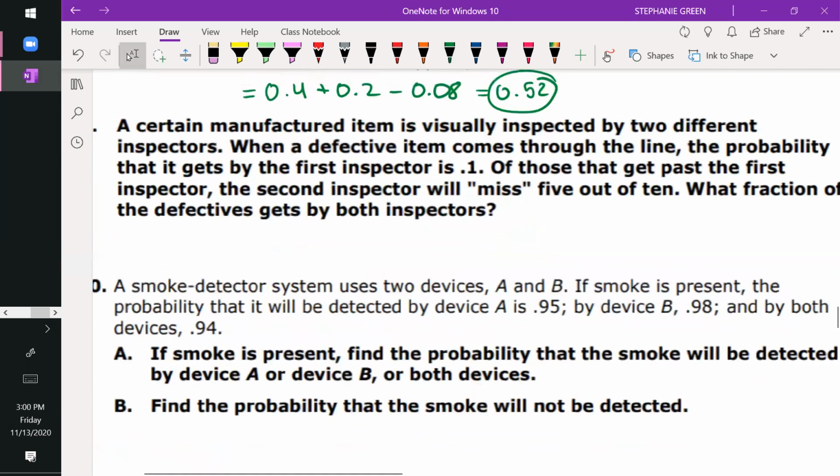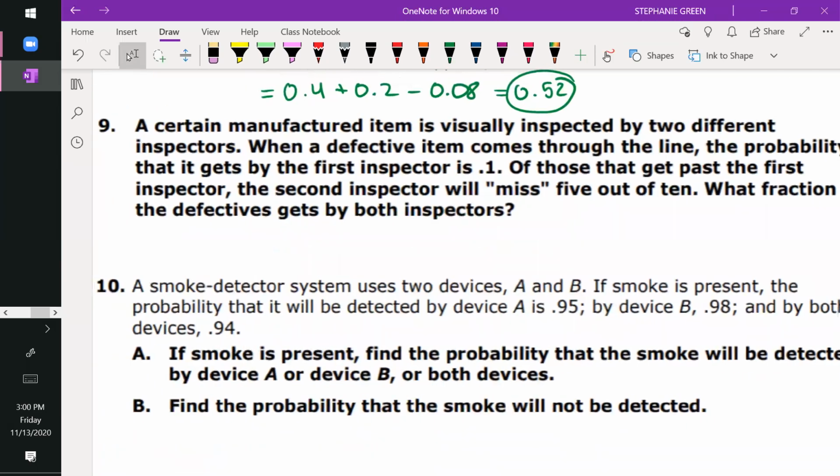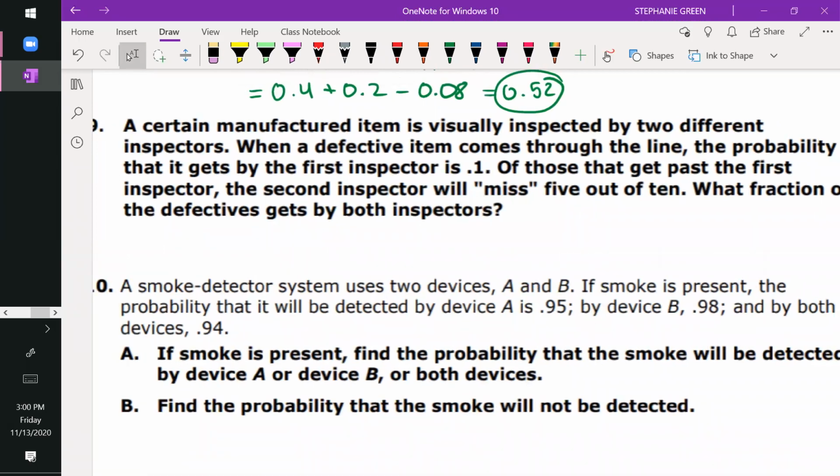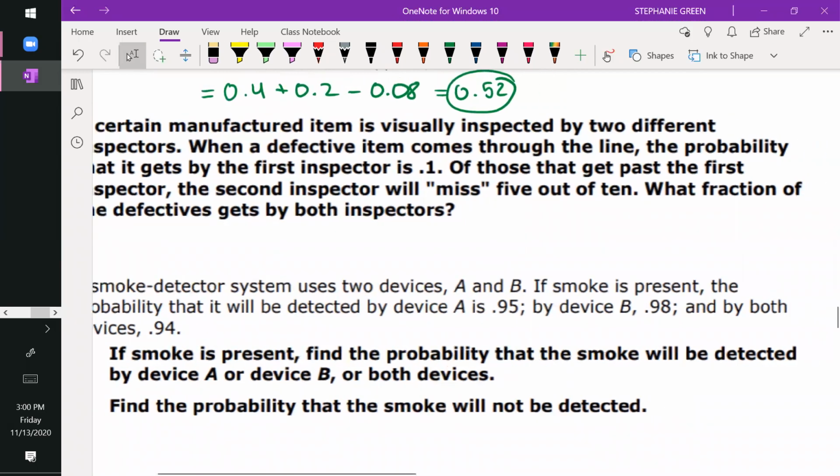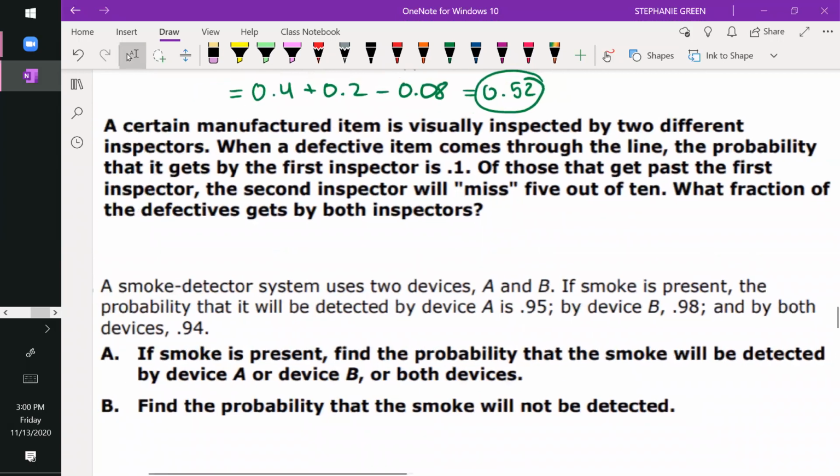Next problem. A certain manufactured item is visually inspected by 2 different inspectors. When a defective item comes through the line, the probability that it gets by the first inspector is 0.1. Of those that get past the first inspector, the second inspector will miss 5 out of 10. What fraction of the defective gets by both inspectors?